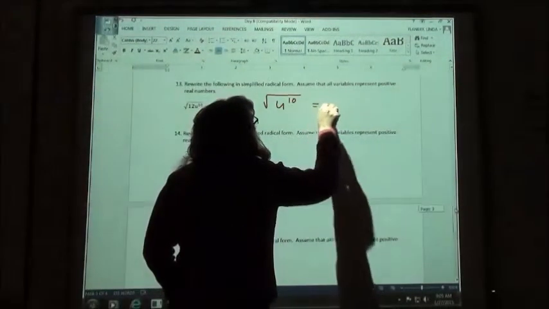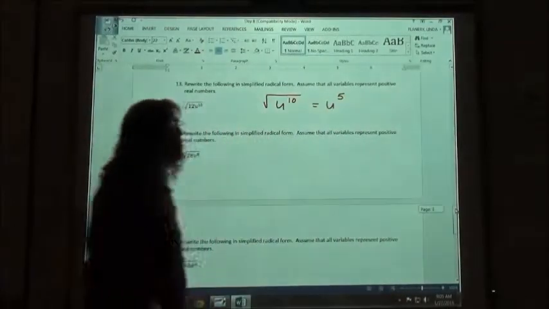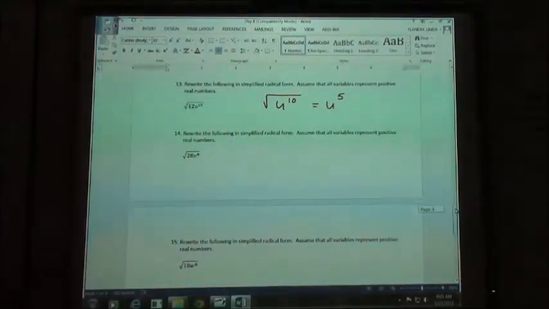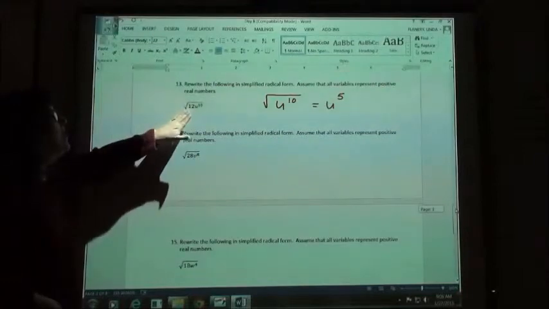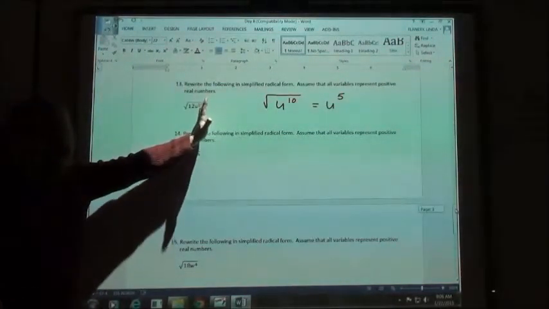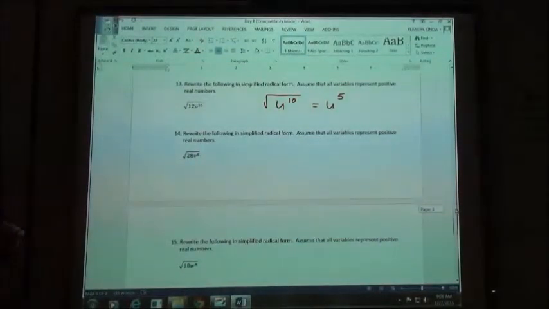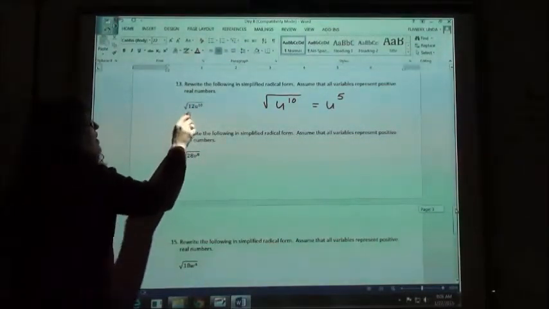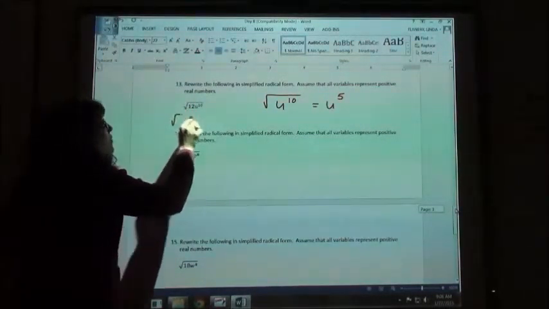all I'm doing is taking half of that and taking it out of the square root. The square root of u to the 10th is u to the 5th, because if I take u to the 5th times u to the 5th, I add my exponents, and 5 plus 5 is 10. So, we are going to simplify something where the front number is not necessarily a perfect square, but for now, the variable will be. So when I simplify this, I think about the square root of 12.